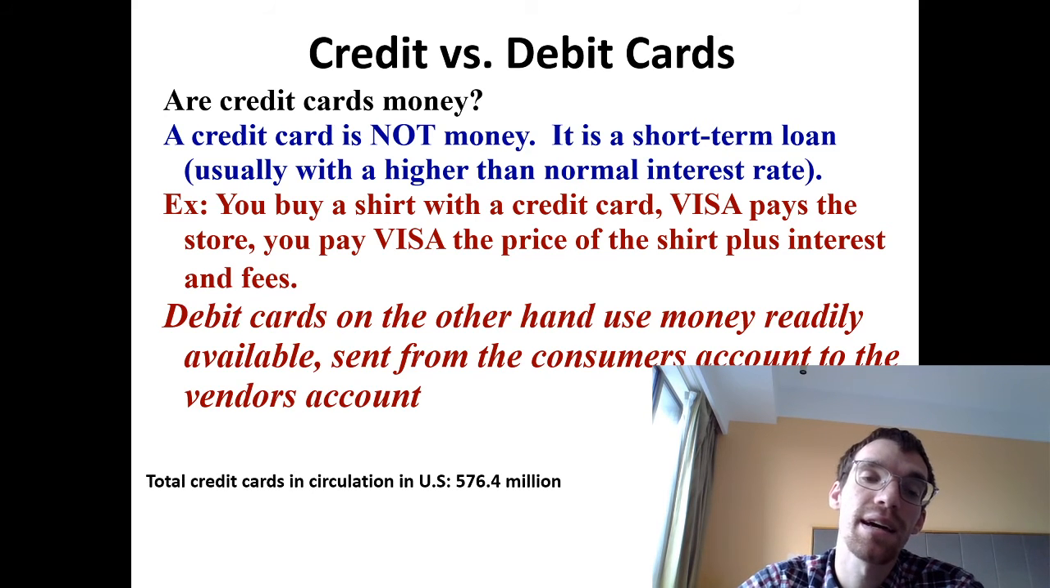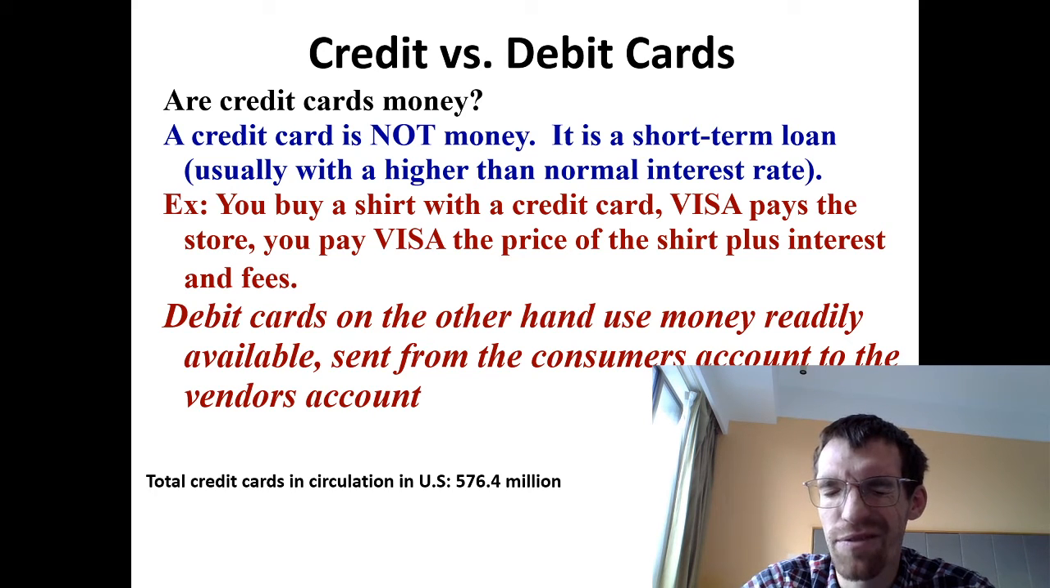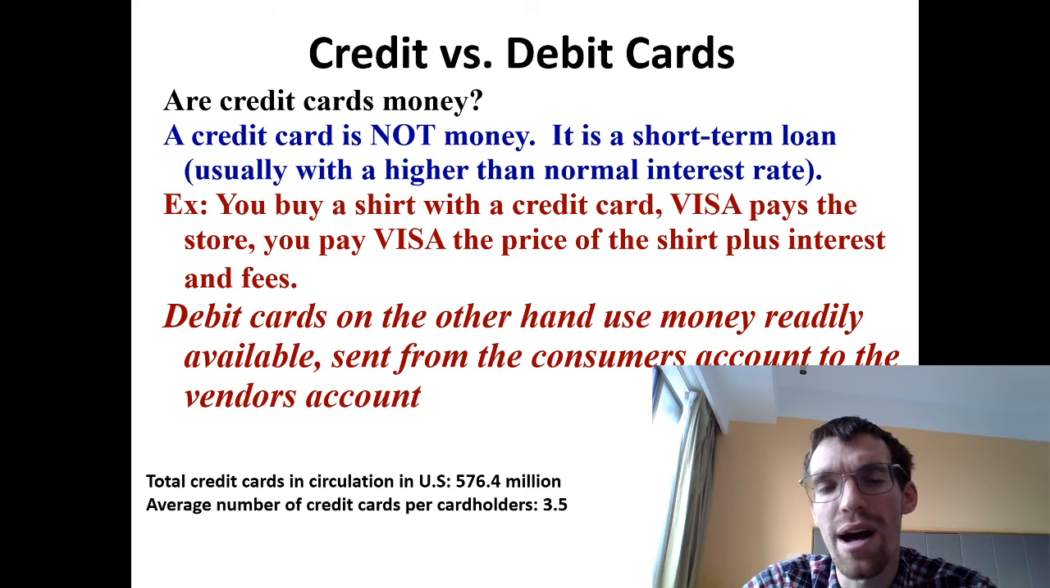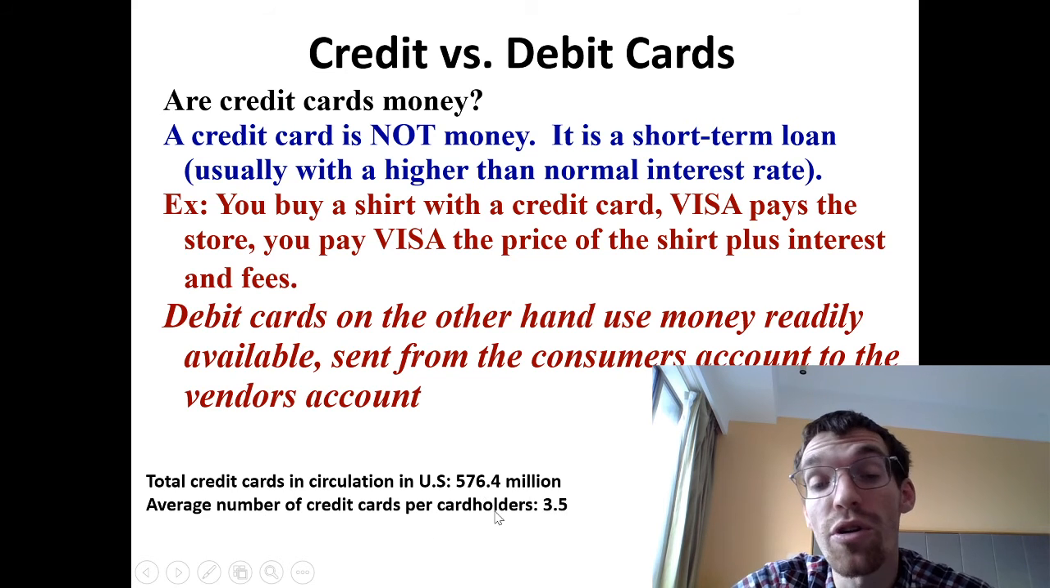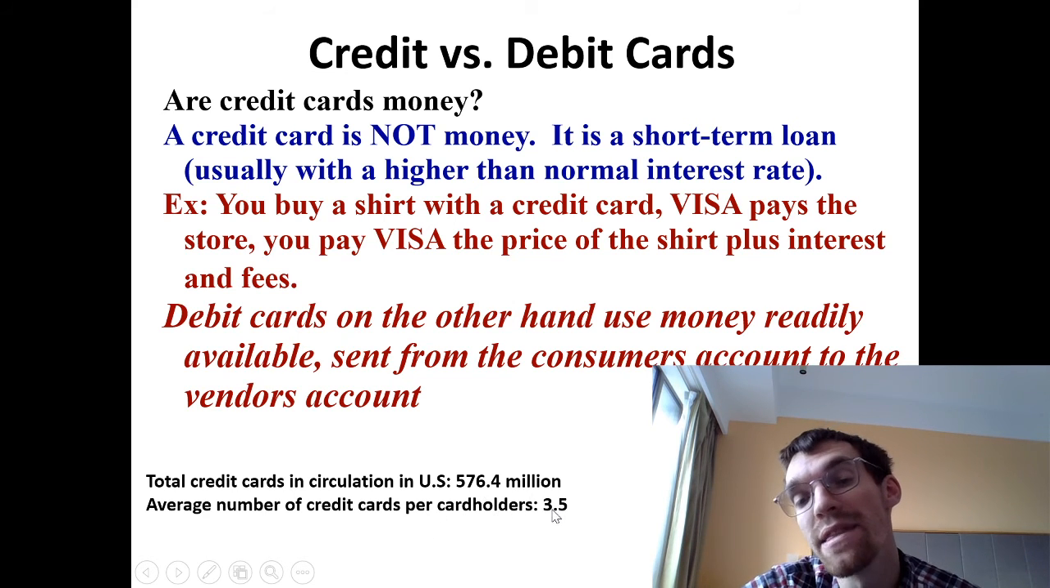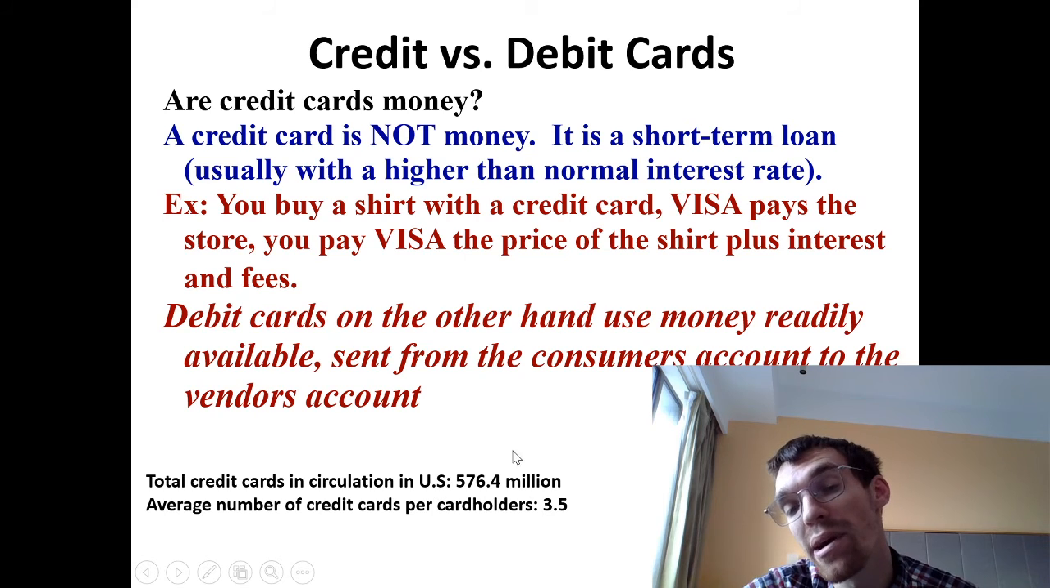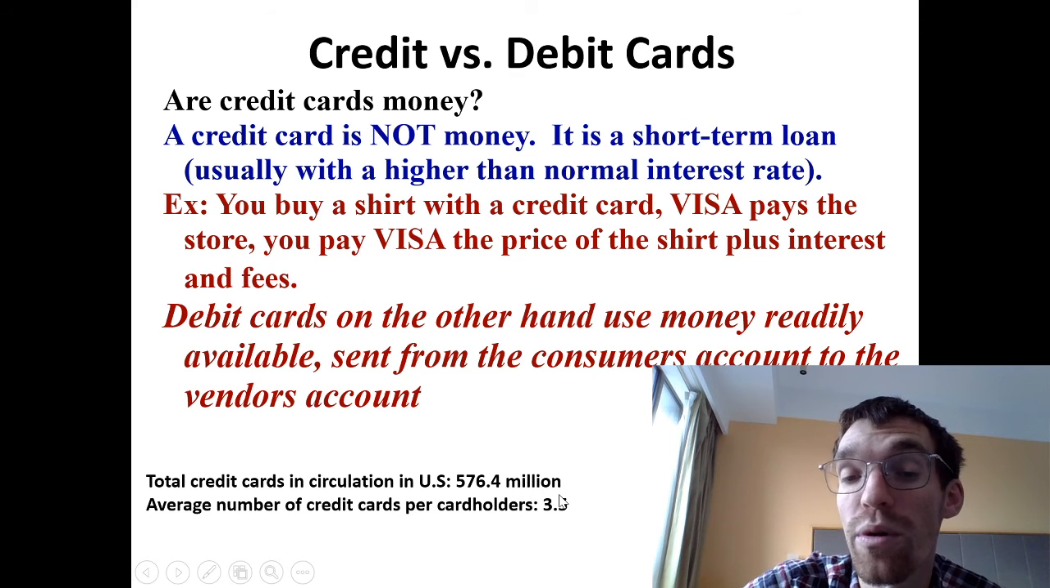We can see that credit cards in circulation in the U.S. number around 577 million. I got this data from a couple of years ago. The population in the U.S. was about 300 million, I think, when I got this data. So it was almost 2 to 1, but not everybody has a card, and those who do have more than one.